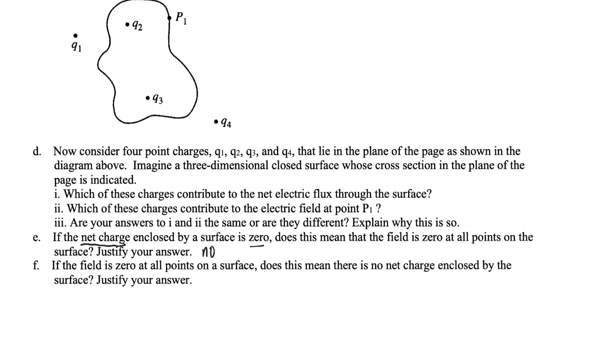But the next one, if the field is 0 at all points on the surface, does this mean there is no net charge enclosed by the surface, and justify your answer? How do you interpret this phrase? No net charge. Does that mean no charge? That means no net charge. So you could have, this could be plus 1 coulomb, this could be minus 1 coulomb. And right now I have no net charge.